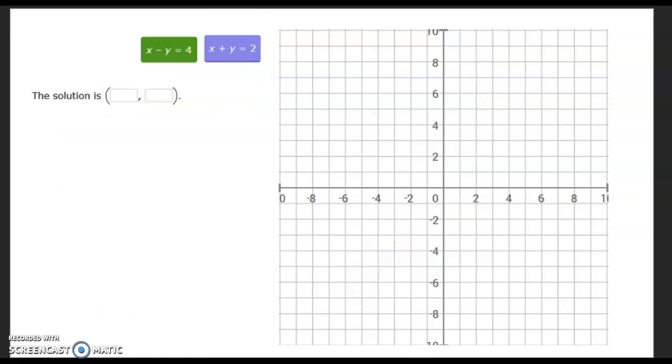All right, let's do another one. This time they want the green one first. Totally fine. So the funny thing about this green one is it's not in slope-intercept form. So it's not in y equals mx plus b. So if you remember, y equals mx plus b, I need my m and my b. All right, so we're going to have to do some stuff to it.